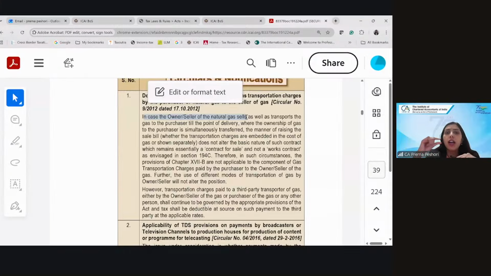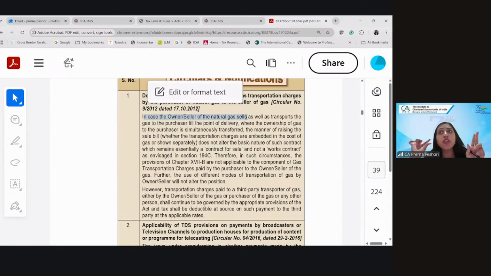So in that particular case, whether it is a work contract or a contract for sale. So the CBDT has clarified that even though transportation is included with the sale of gas, it is not altering the nature of the basic contract, which is the contract of sale and not a works contract. So therefore, the TDS will not be applicable on the component of the gas transportation charges paid by the purchaser to the seller of the gas.